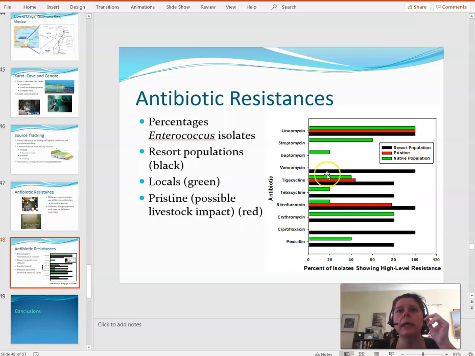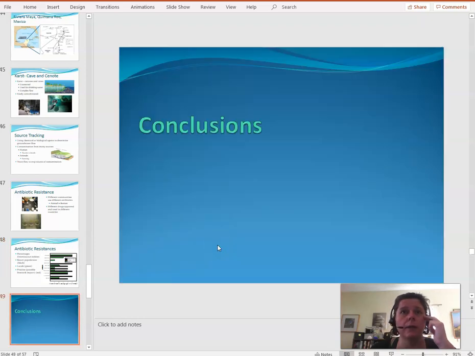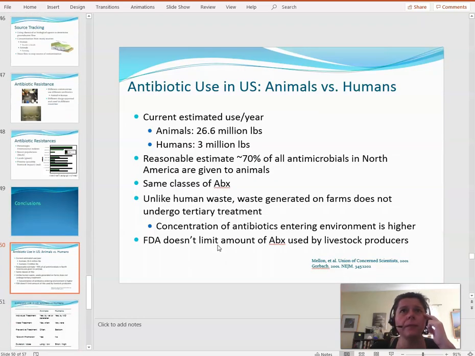And so we can kind of trace where these things are coming from, and what possible livestock or what's causing the infections in there. So in conclusion, current antibiotic use in the United States for animals is about 26.6 million pounds per year, while for humans it's only 3 million pounds. So it's used a lot for animals. Reasonable estimates are around 70% of all antimicrobials in the United States are given to animals, so that's one of the big sources. And they're the same classes of antibiotics. It's not like we save certain classes for humans.